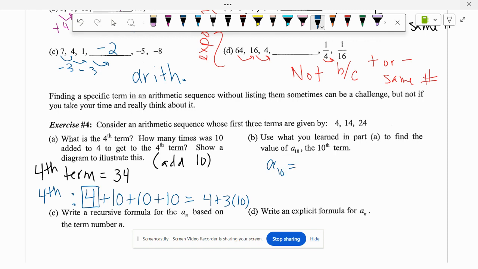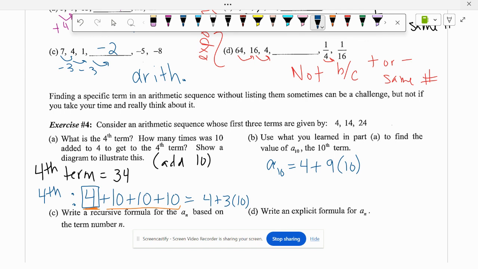If I want to find the 4th term, I started with my initial value, and then I need 3 more additions of 10. So initial value, that's 1 term, plus 3 gives me 4 terms. So if I want to find the 10th term, I'm going to start with my initial value of 4 plus how many additions of 10? 10 terms. The first one is 4. So how many do I have left? 9. 9 additions of 10. So can't we write it like that?